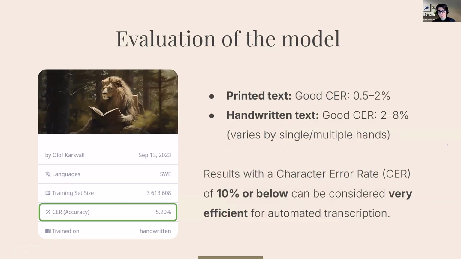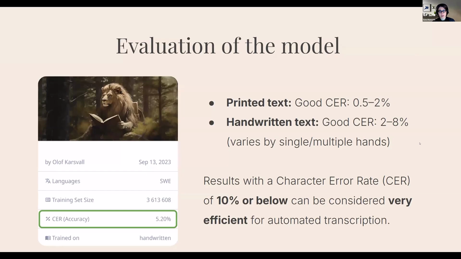A good character error rate in the case of printed text is between 0.5 and 2%, and for handwritten text, a good character error rate is between 2 and 8%, and it really depends on the number of hands and the difficulty of the script. In general, if the character error rate is below 10%, the model can be considered efficient, and transcribing automatically is more efficient than transcribing manually.